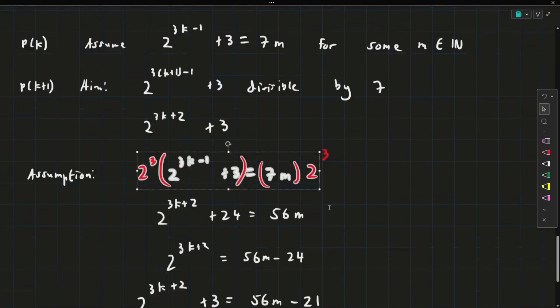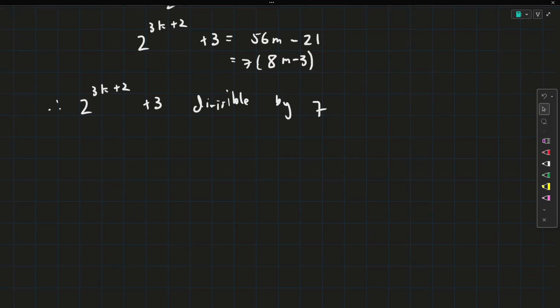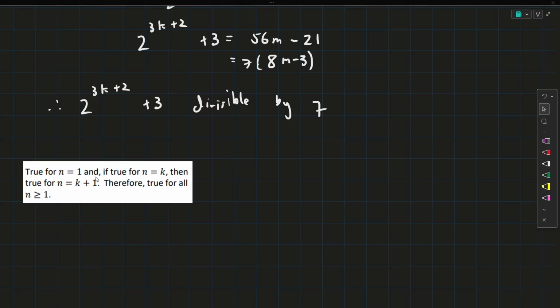We started at our assumption. We ended at what we wanted. So that's basically all of induction done. So you need to write a little conclusion. The conclusion you write is just summarizing what you did. So if it's true for n equals 1 and it's true for n equals k, then it's true for n equals k plus 1. Therefore, it's true for all n greater than or equal to 1.